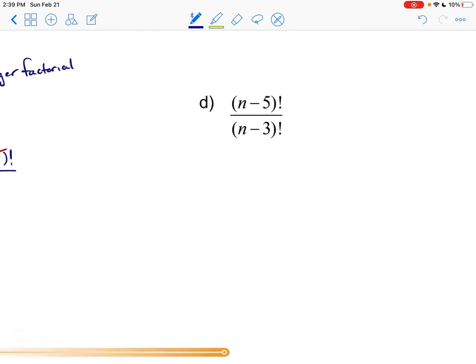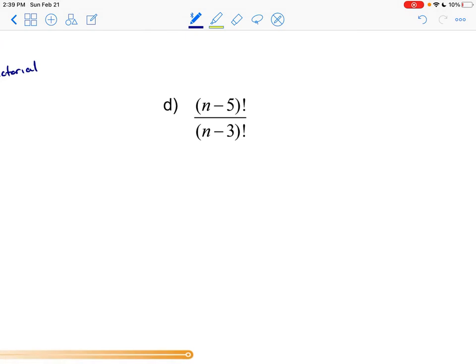Okay, so let's move over to example D. Now, this one might be a little bit deceiving because your inclination might be to say, well, n minus 5 is larger than 3, so we'll start on top. But in this problem, you're comparing minus 5 is actually less than minus 3, so our larger one is in the denominator. So this is the larger factorial.